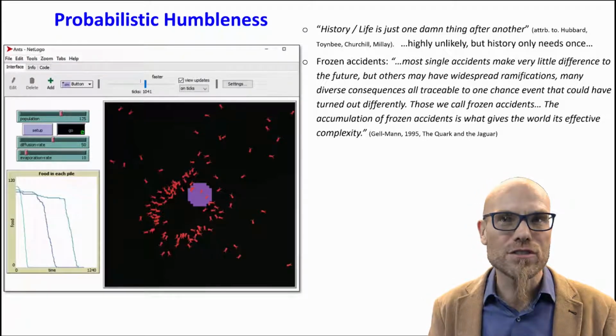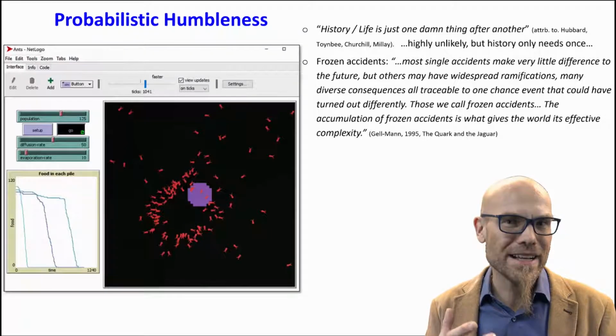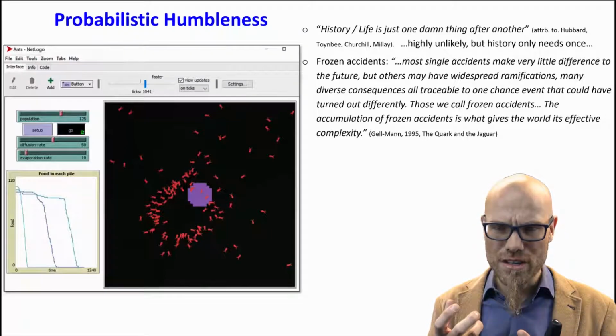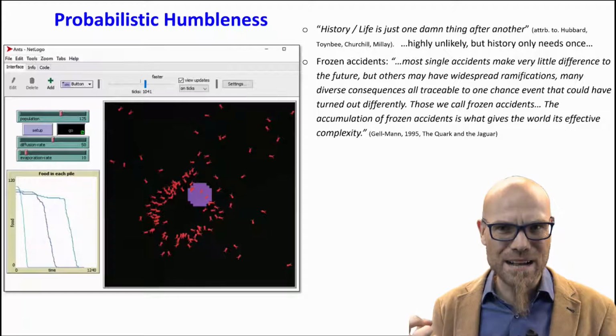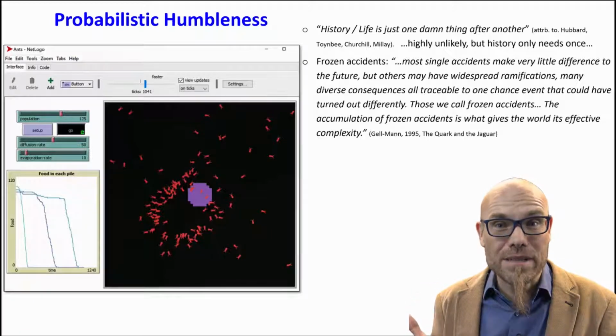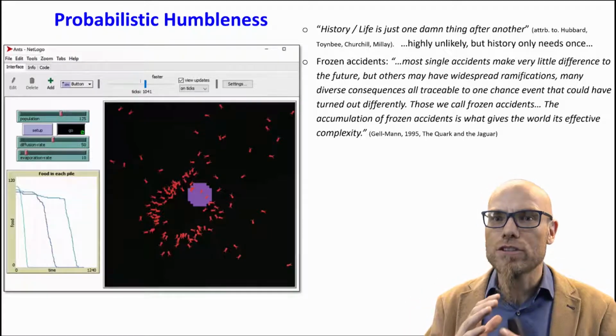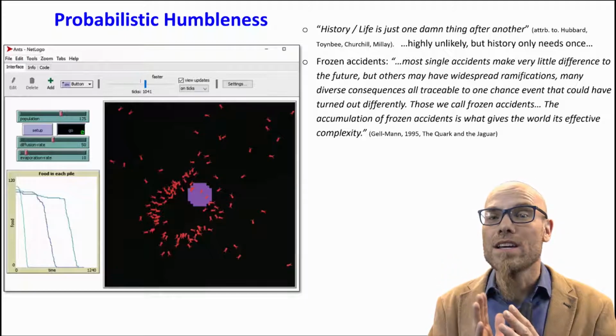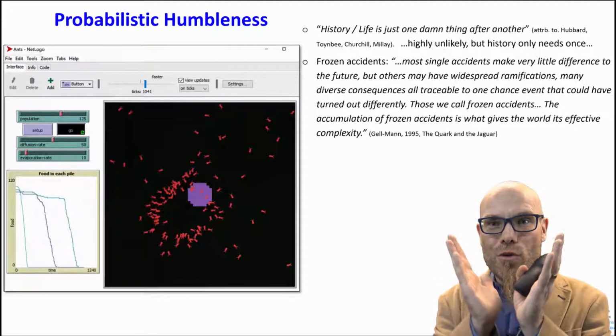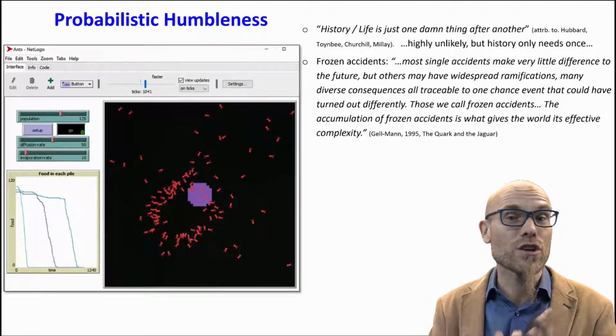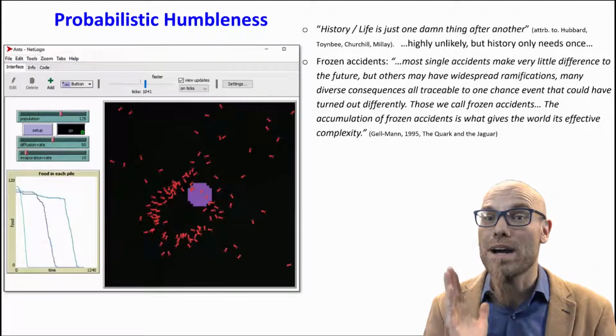The accumulation of frozen accidents is what gives the world its effective complexity. So he says the structure in the world actually comes from the fact that something happened. It was unlikely to happen, but it completely changed the course of history, right? The future just went into this fork and split, and we went down this part. We might as well have gone down the other part, but we didn't.